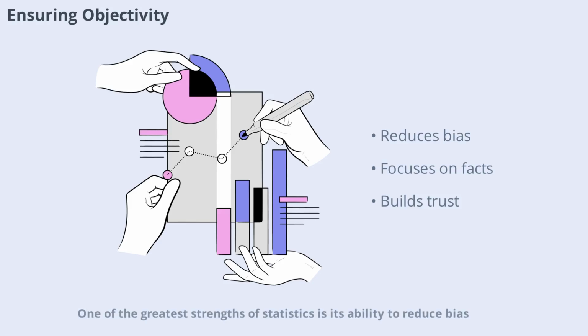One of the greatest strengths of statistics is its ability to reduce bias. By following established methods, researchers can minimize personal opinions and focus on the facts. This objectivity is crucial for building trust in scientific findings and for advancing knowledge.